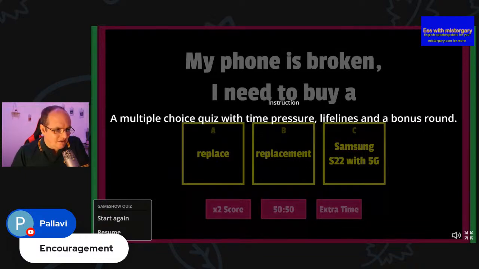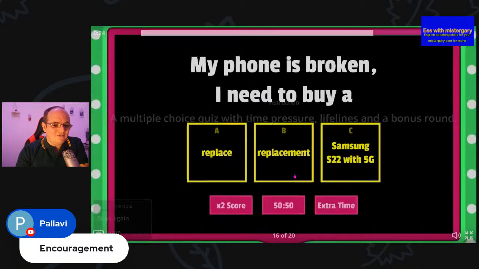Replacement is option B. Or if there's anybody from Samsung in the next week or two, you might want to send me a Samsung S22 with 5G, so I don't have to pay for one. Don't pay for it when you can get it free, chap. Samsung Galaxy S22 with 5G. Not sponsored content, chat. Hint, hint, Samsung. Then I'll make some Samsung content. Yes, chat, well done. Replacement is the answer.